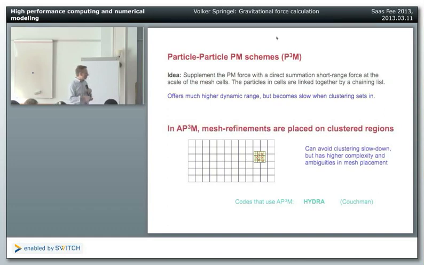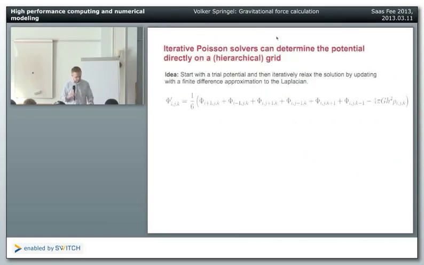And then people have invented schemes to maybe place two nested meshes like this. This was by Hugh Couchman in the adaptive PQM code, where certain refinement levels or secondary meshes were placed on clustered regions, so to avoid this problem. So you then have multiple levels of the particle mesh algorithm to reduce the clumping inside a cell, which then still needs to be addressed with particle-particle techniques, direct summation techniques.